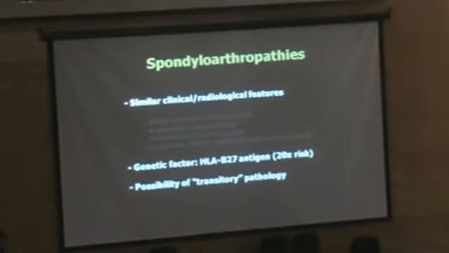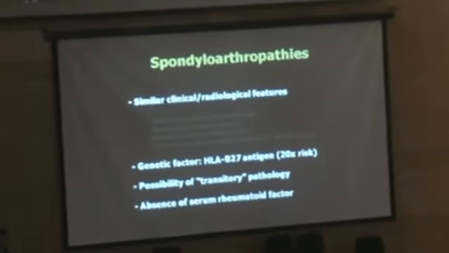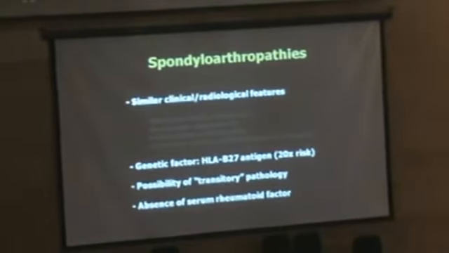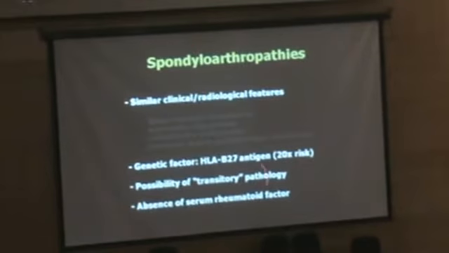There's a possibility of transitory pathology, and this is a problem, especially for rheumatologists. When they're treating those subjects, very often we have a switch from one pathology to another, and this is very disturbing. And we're going to show some examples, we're going to discuss that a little bit. And the absence of serum rheumatoid factor in the subjects actually differentiates those from the seropositive inflammatory arthritis such as rheumatoid arthritis.